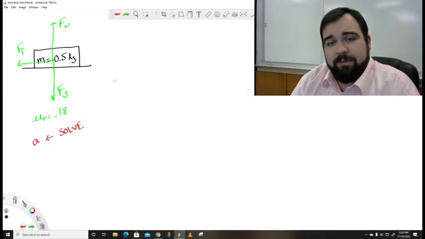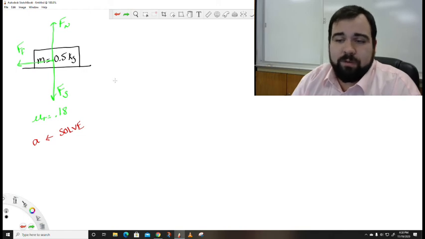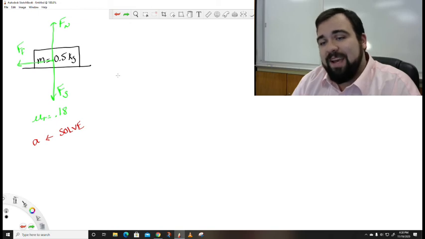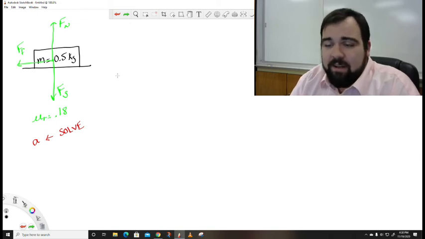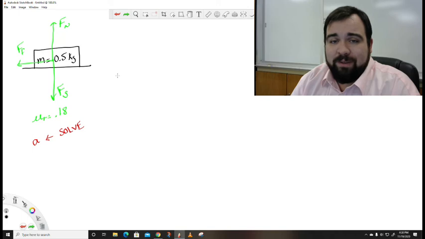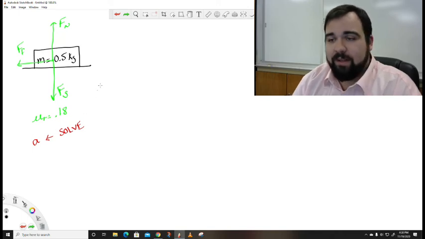Okay, so here we are with number 5. We have a 0.5 kilogram ball rolling to a stop. We know that the coefficient of friction between the ball and the floor is 0.18, and that is it. At that point, we need to figure out what the acceleration is. That's what we're being asked to find out.